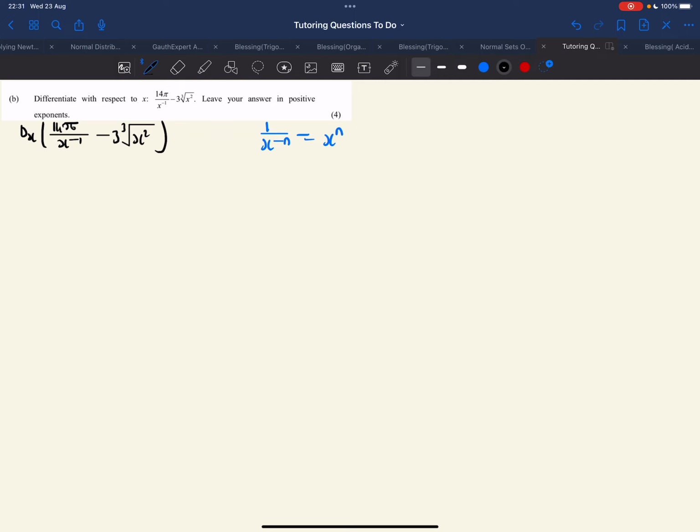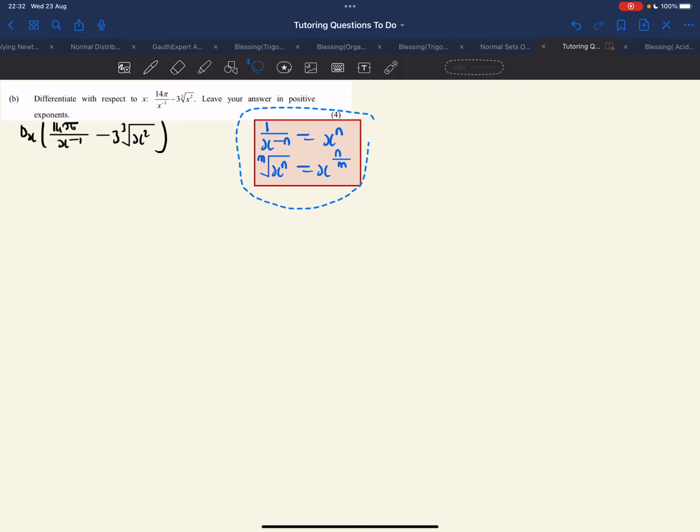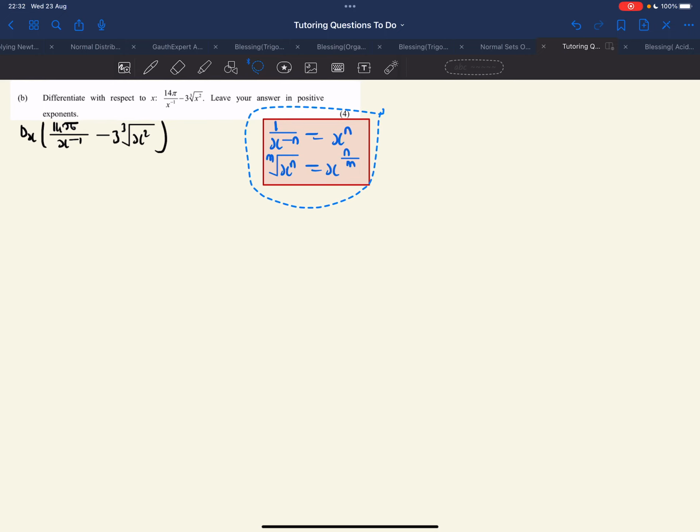And then another thing: according to exponential laws, if you are given the m-th root of x to the n, your answer is basically going to be x to the n over m. These are laws that we're going to need to be able to solve that question, so I need you to remember them along the question.